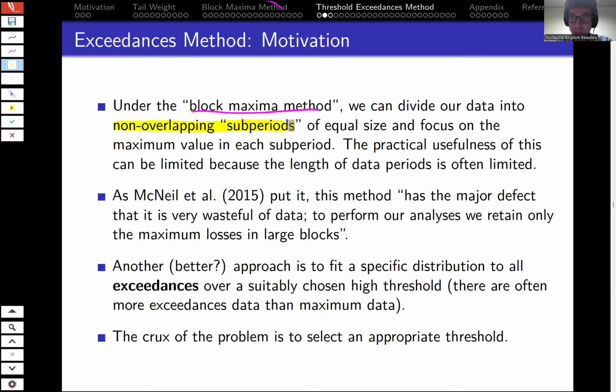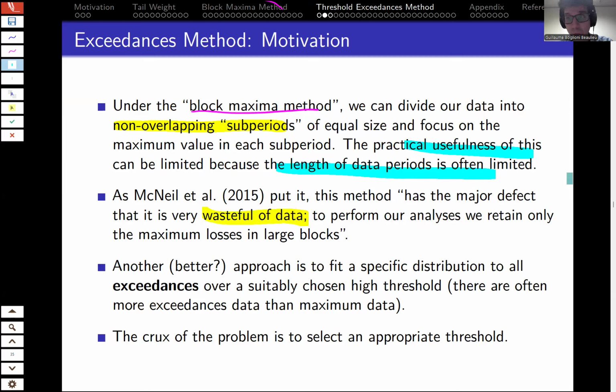Now, if you want to do some fitting, some inference, you need several data points. So you can go back the previous year and the previous year, but you see, this is very wasteful of data, because let's say that you want 20 data points, you need to go back 20 years. Every year you take the worst loss, and then you end up with 20 data points. So this is what this says: the practical usefulness of this can be limited because the length of the data period is often limited.